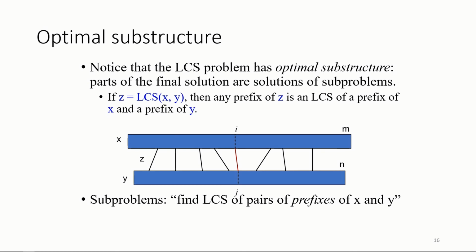The picture clearly shows that the optimal solution, in other words, the LCS for the string x from 1 to i and string y from 1 to j, is contained in the optimal solution for the two original strings x and y with length m and n respectively.